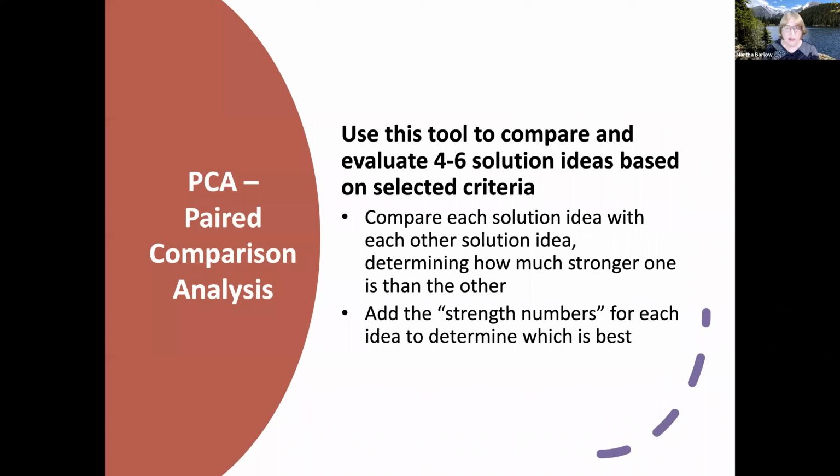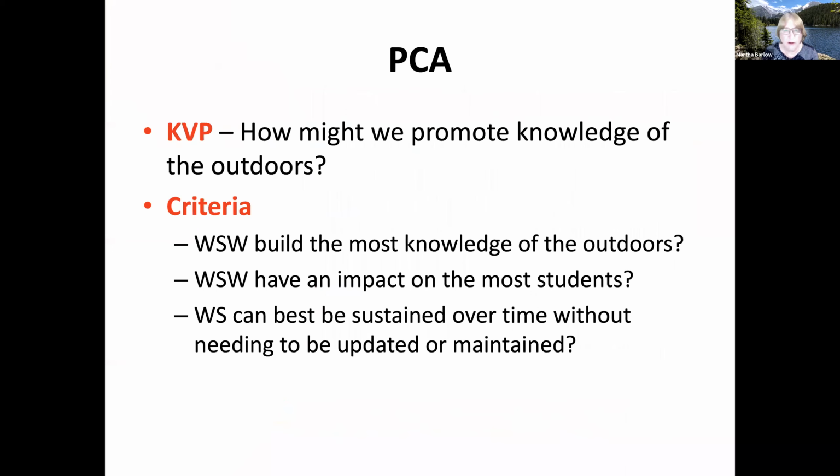So the first tool we're going to look at is called Paired Comparison Analysis, shortened to PCA. This tool works great when you have 4 to 6 solution ideas to evaluate. You compare each solution idea with each other solution idea and state how much stronger it is. And then you add those strength numbers to find out which of your ideas are better than the others.